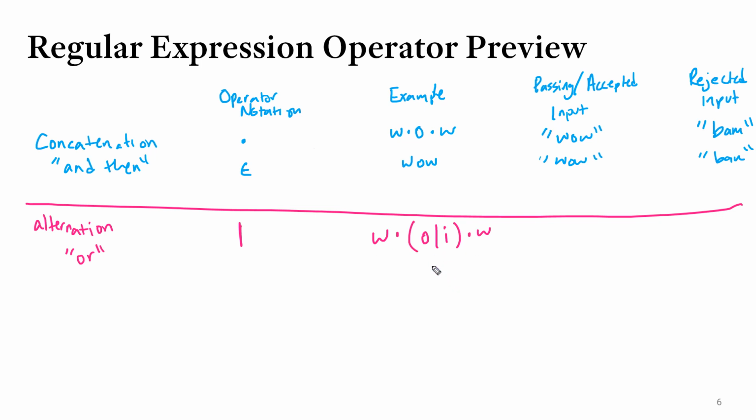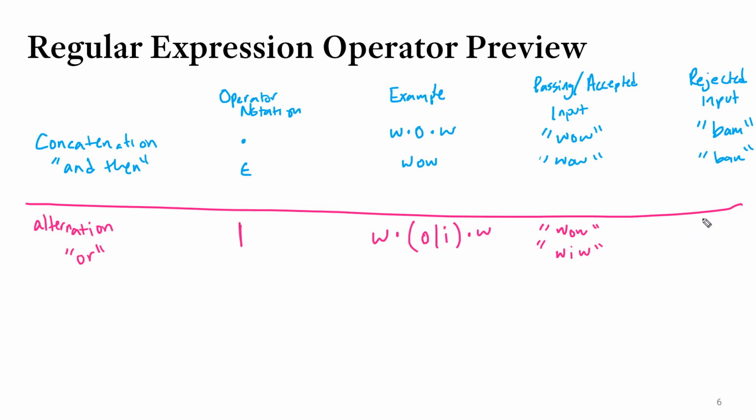So this alternation is O or I. And these parentheses are not matching characters. They're more like mathematical parentheses that allow us to group something that must be evaluated first. So here what we're saying is this is one unit, so we're going to have a W followed by either O or I followed by W. So a passing input would still be wow, but a passing input would also be WIW, woo.